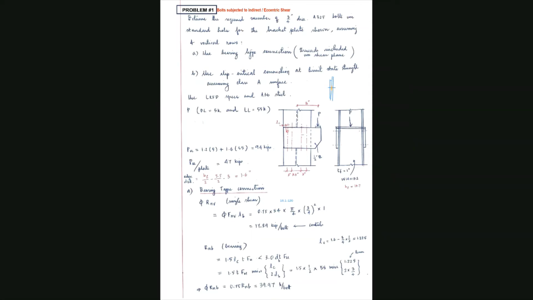Suppose we had more than one plate, for example, in the previous problems that we did. Suppose you have something like one plate over here, one plate over here, and again another plate over here, and you have a bolt here. Now, how many shear planes are there? Two shear planes. Here one shear plane and here one shear plane. But in this problem, we have only one shear plane.